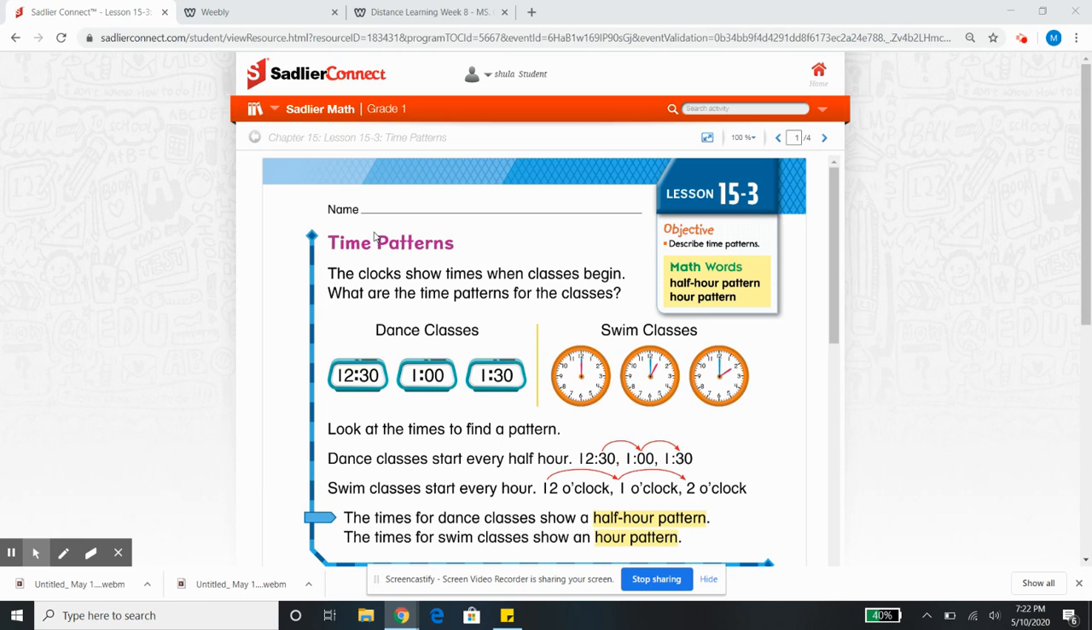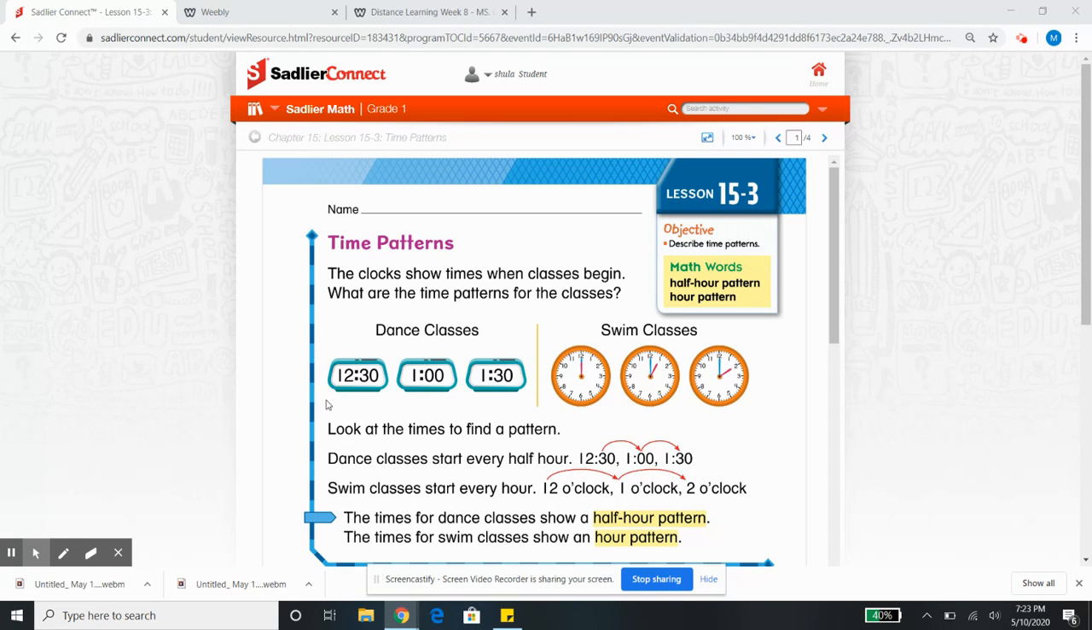Okay, so we're going to see a bunch of patterns here, and everything should look familiar from the half past, like a half hour, and then the actual hour. So it's like a combination of both lessons. It says the clocks show times when classes begin. What are the time patterns for the classes? Okay, so we have dance classes and swim classes.